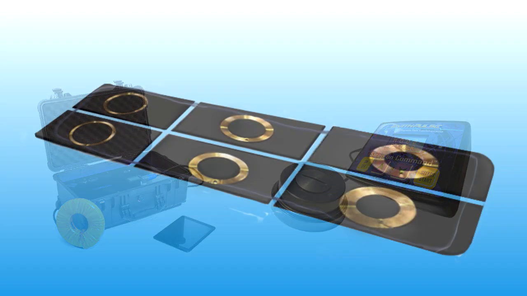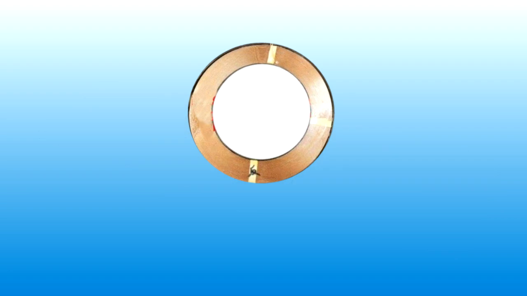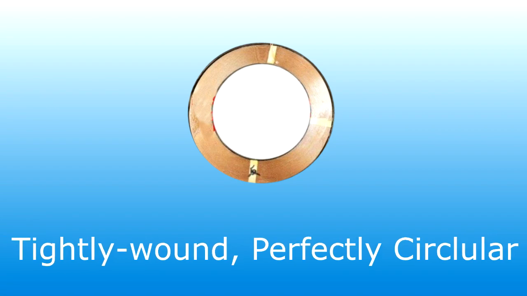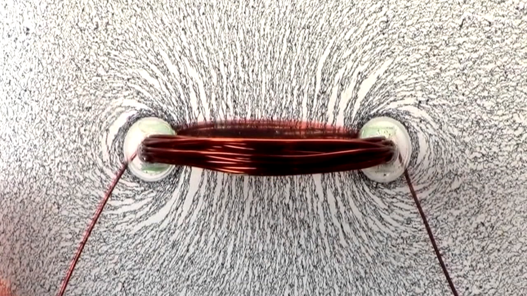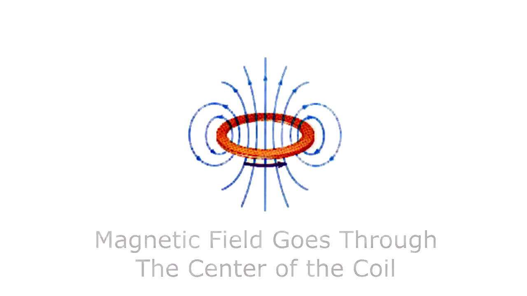Because the coils are so important and so little talked about in the PEMF community, I'm going to do a separate video because it's such an important point to understand that pure magnetic fields only come from tightly wound, perfectly circular current loops. And the magnetic field component of those loops is going through the center of the coils.